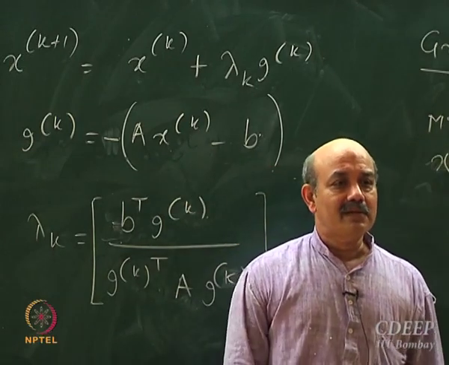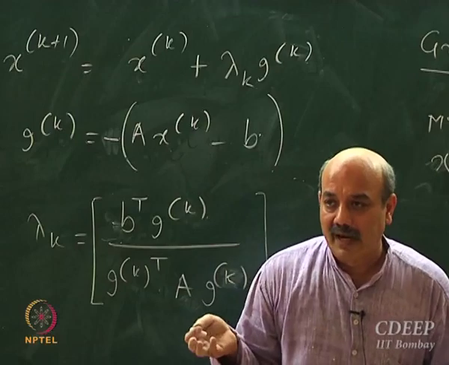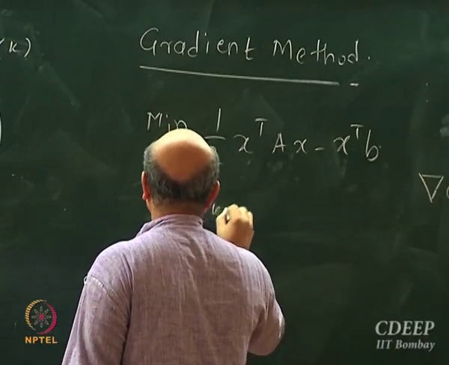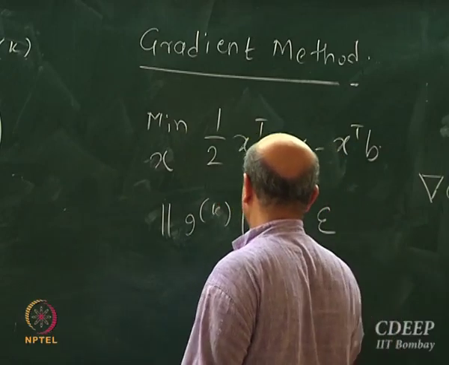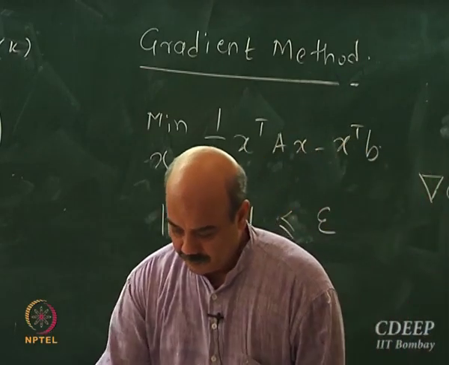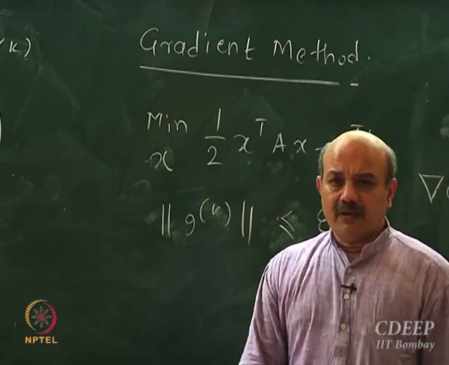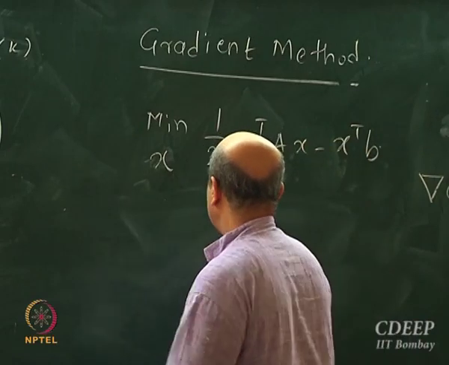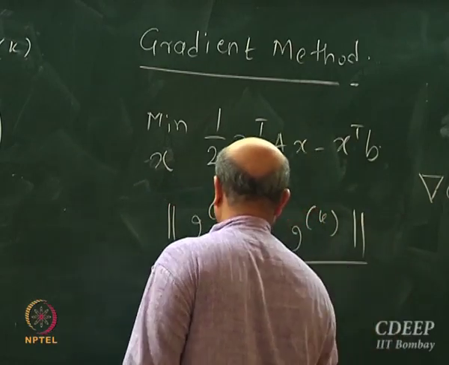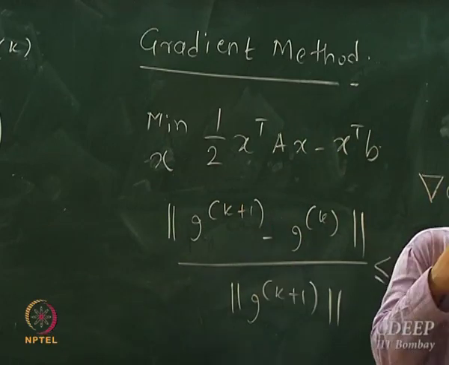When will you terminate the iterations? When gk is very, very small. So I could terminate the iterations by saying norm gk is less than some epsilon. Norm gk is very, very small. Or sometimes it's better to check gk plus 1 minus gk. This can be a termination criterion if there is no significant change in the derivative.